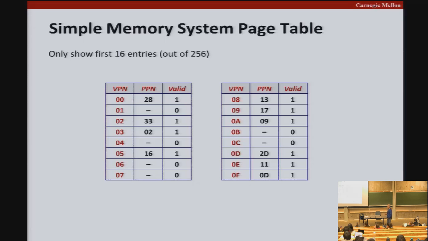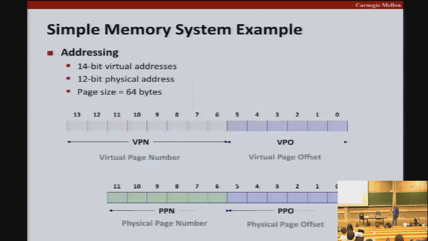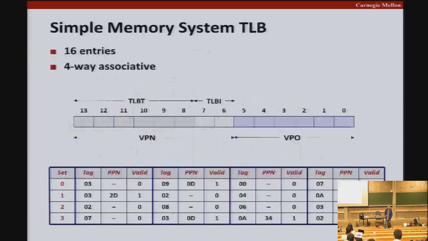Okay? Now, we're going to have a very simple single-level page table where it's accessed by the virtual page number. And if it's valid, then we'll have the physical page number in it. And if it's not valid, then we'll just have nothing in it. It doesn't matter. Okay, so I'm showing only the first 16 entries of the page table. Given that we have 14 minus 6, or 8 bits for the virtual page number, our page table should have 256 entries in it, 2 to the 8. Right? Okay? So the TLB, we're going to assume, is 16 entries with 4-way associativity.